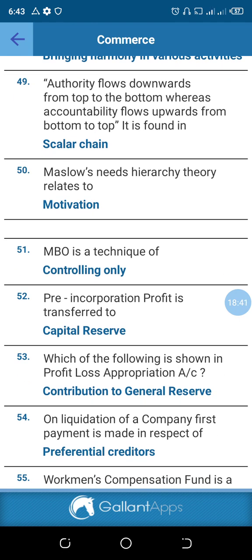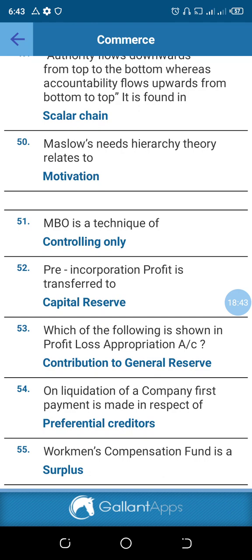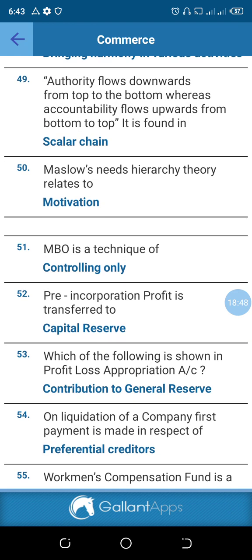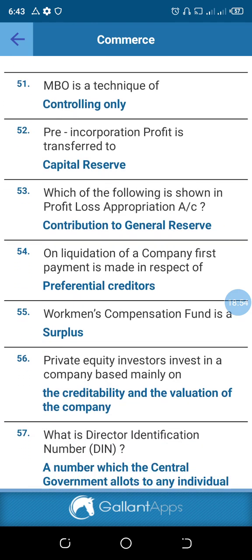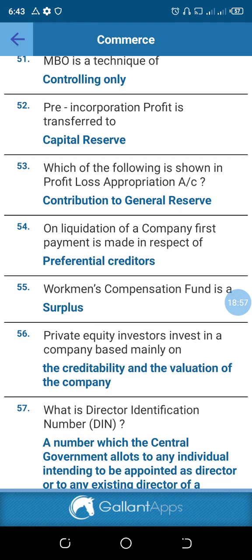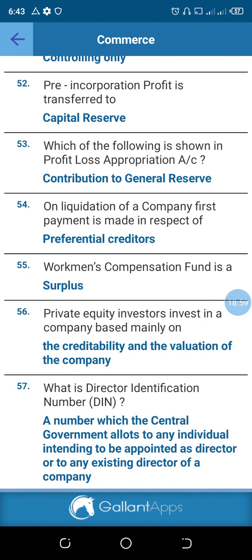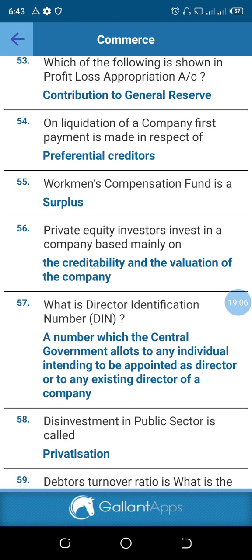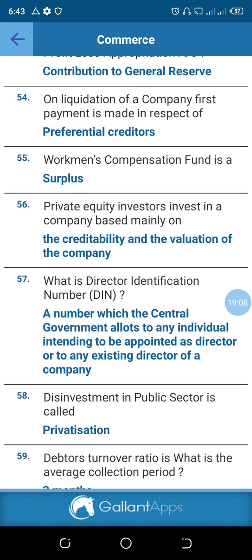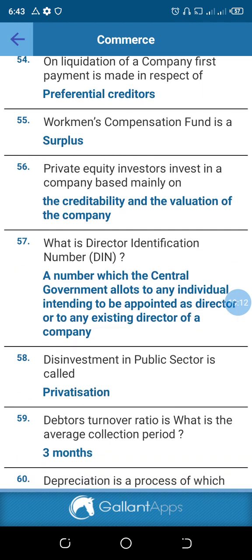Authority flows downwards from top to bottom, whereas accountability flows upwards from bottom to top. It is found in the scalar chain. Maslow's need hierarchy theory relates to motivation. MBO is a technique of controlling only. Pre-incorporation profit is transferred to capital reserve. Which of the following is shown in the profit and loss appropriation account? Contribution to general reserves. On liquidation of a company, the first payment is made in respect of preferential creditors.